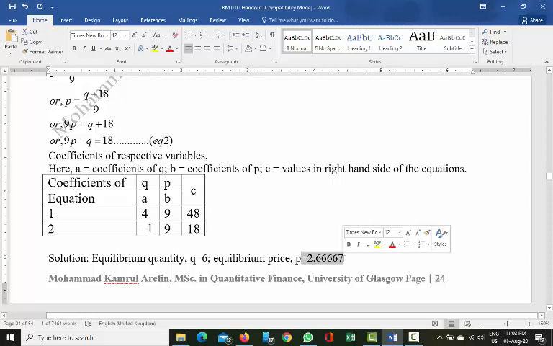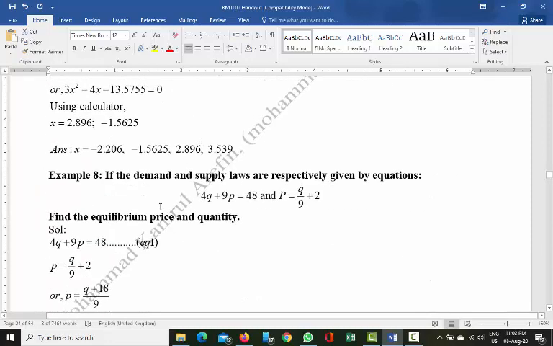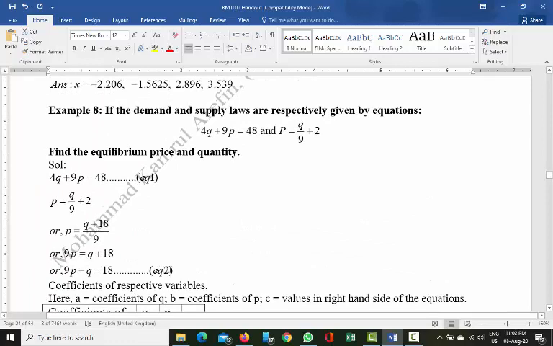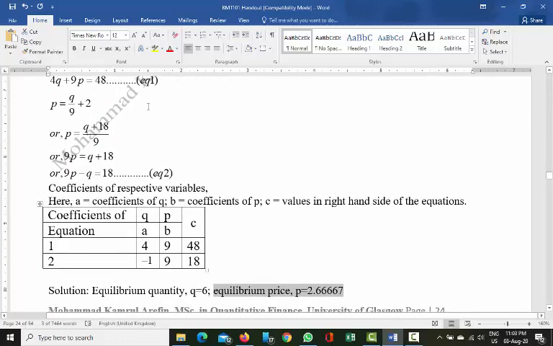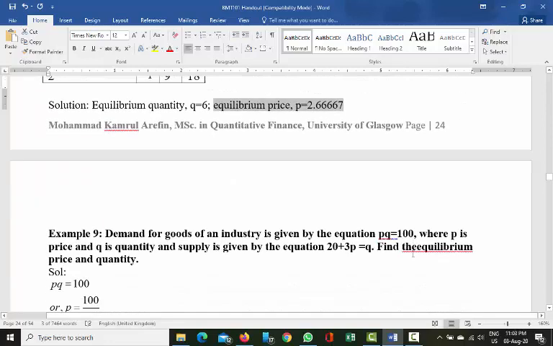So that means at the equilibrium point both these equations should be the same. After we solve it, we get the equilibrium quantity and the equilibrium price, because at the equilibrium point equation 1 and equation 2 will be the same. That means we solve it, and find the value of Q is equal to 6. That is the equilibrium quantity, Q for quantity, and P is the price. So this is the equilibrium price, right?